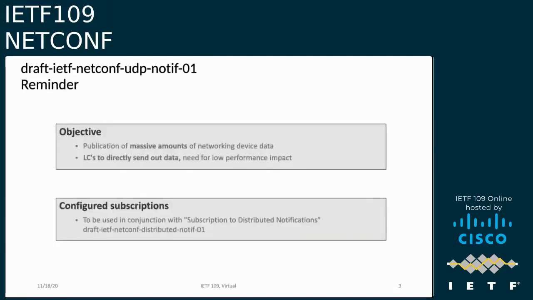So the main use case presented in this draft is to allow routers with distributed architectures to publish massive amounts of networking data, mostly traffic volume information. The point is to have line cards directly send out the data towards the collector. And for this, we had a requirement to have a low performance impact, hence the use of a lightweight UDP-based protocol. This draft is to be used with the draft that Thomas is going to give an update on later, which is the subscription to distributed notifications.